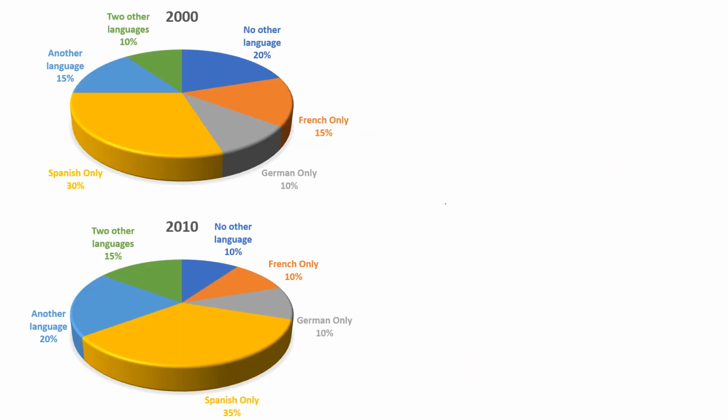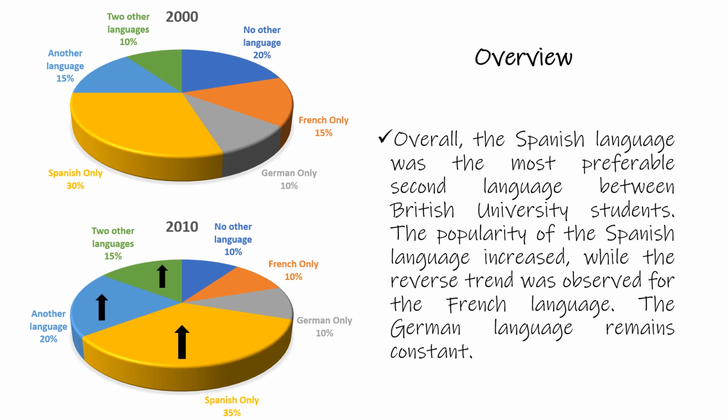After writing an introduction, let's focus on the overview for this pie chart. Overall, the Spanish language was the most preferable second language among British university students. The popularity of the Spanish language increased, while the reverse trend was observed for the French language. The percentage share of the German language remained constant.